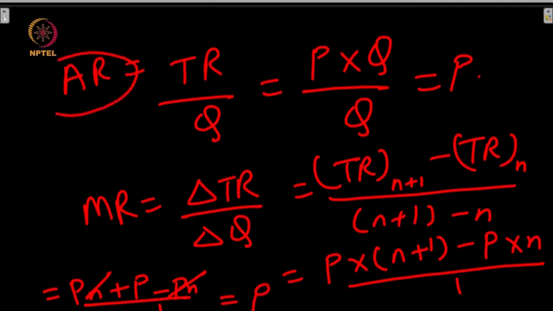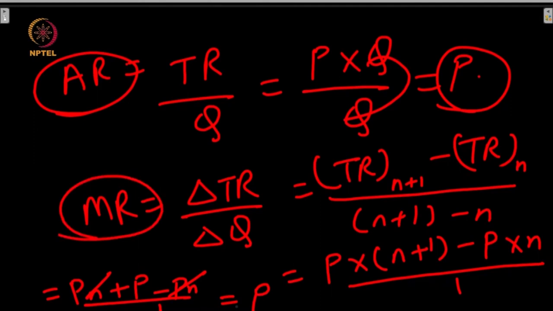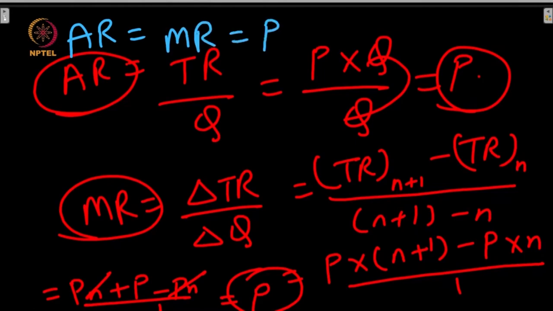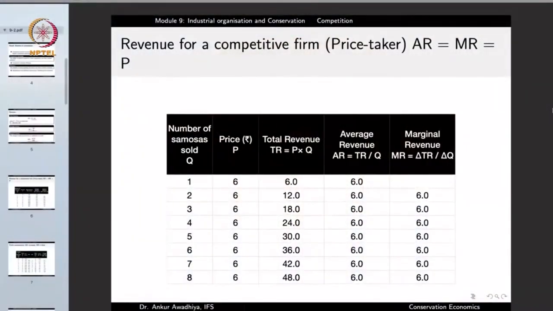So what we are finding is that AR is equal to P and MR is also equal to P. So in total, what we can write is that AR is equal to MR. The average revenue is the same as the marginal revenue, which is equal to the price at which the goods are being bought and sold.